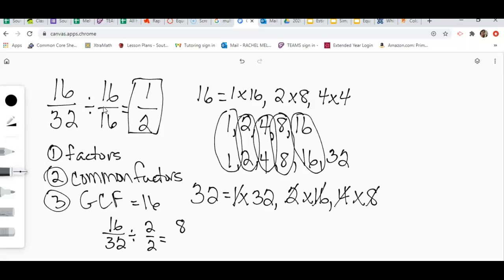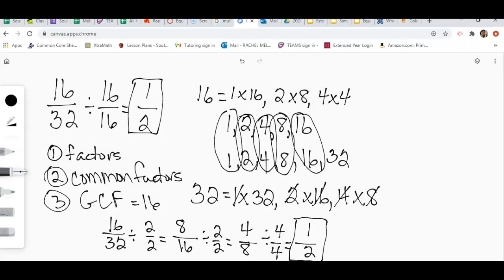16 divided by 2 is 8. 32 divided by 2 is 16. Well, these are still not simplest form because I know that I can still divide both of them by 2. 8 divided by 2 is 4. 16 divided by 2 is 8. And then I know that I still can divide again because both of those numbers are divisible by 4. So 4 divided by 4 is 1, and 8 divided by 4 is 2. And there's my answer.